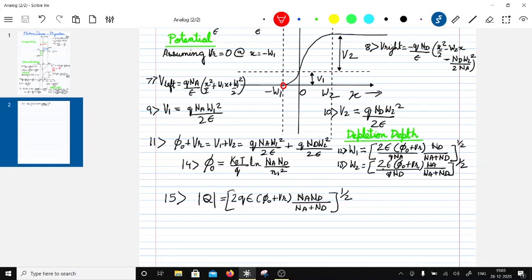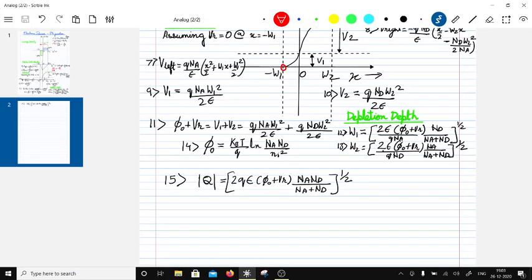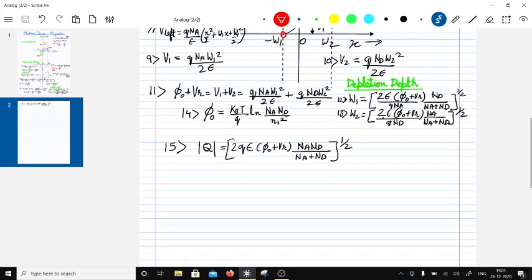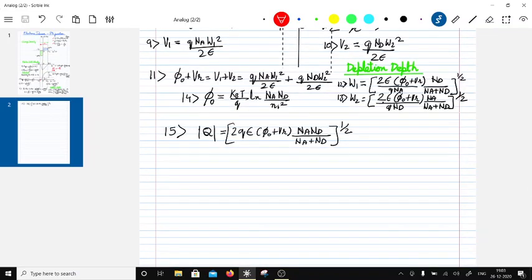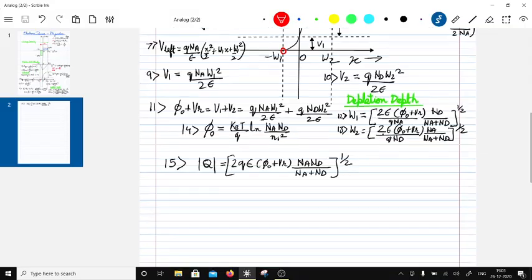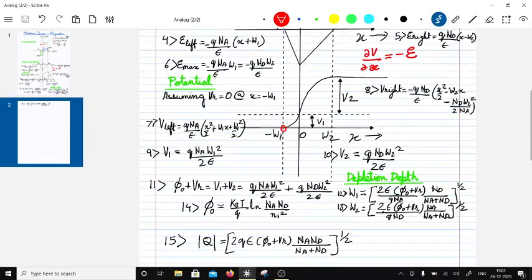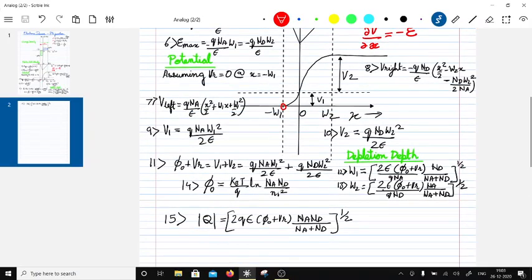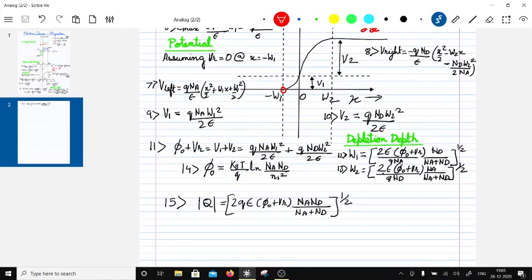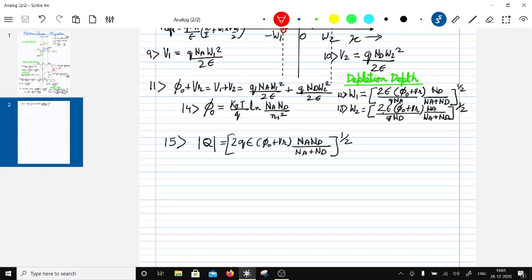Now depletion depth is W1 on the left side and W2 on the right side. They are given by expressions 12 and 13. Expression 15 gives the charge, whether you consider it from the left side or the right side it is going to be the same. So this is the total charge density, and we multiply by area, so this is the total charge. So this is given by this expression.